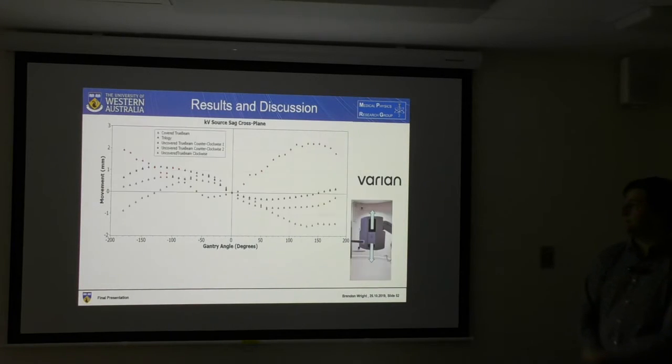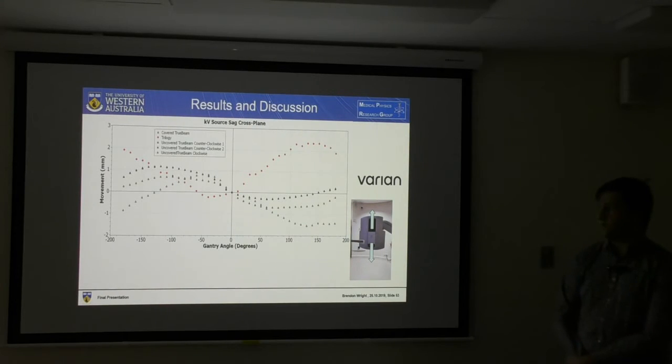from one another. For the source sag in the cross-plane direction, there is a noticeable difference again between the uncovered and covered sources, as well as between the Trilogy and the True Beam, with the source sag for the Trilogy being considerably worse compared to that of the True Beam.